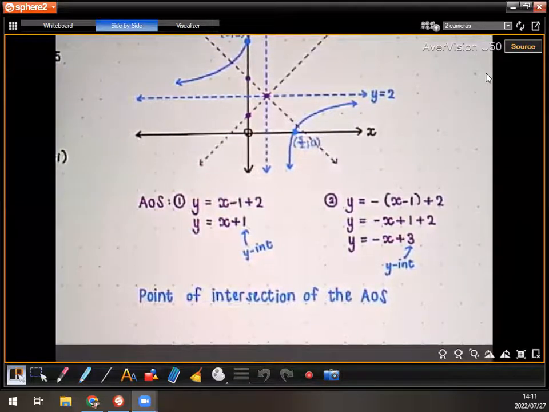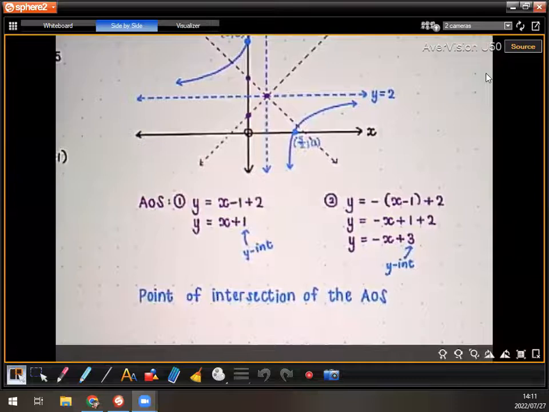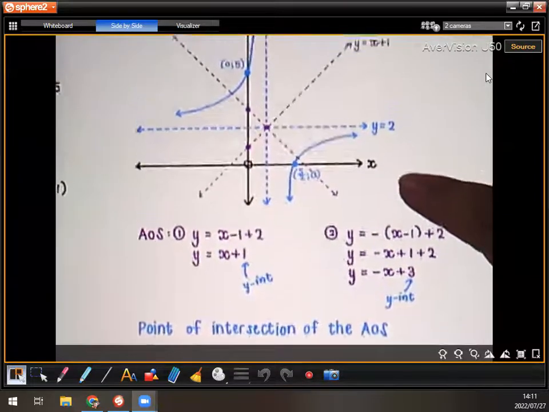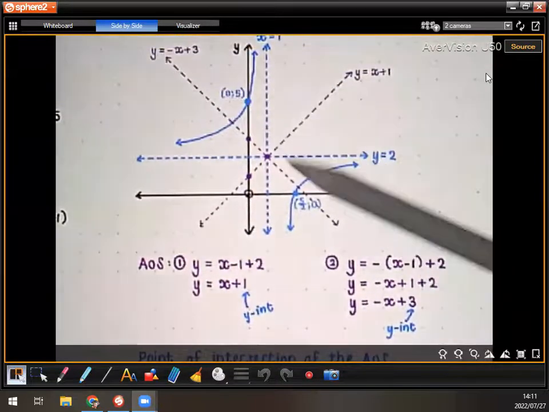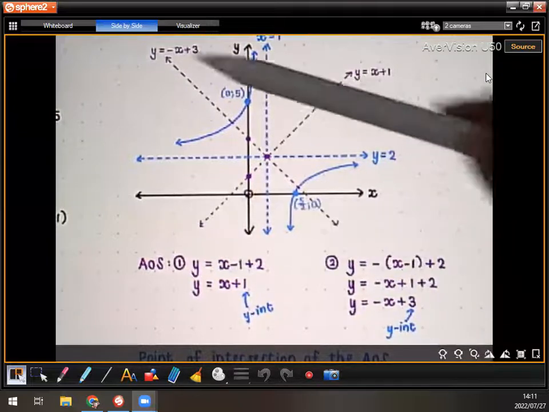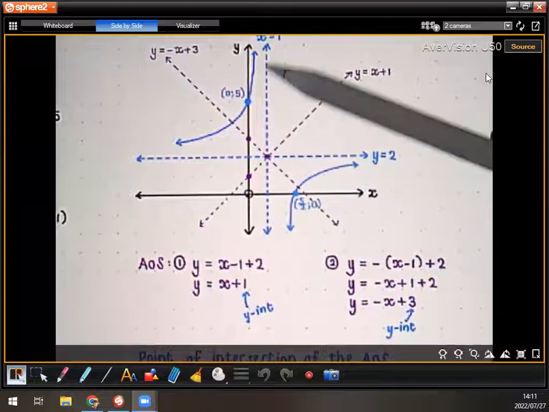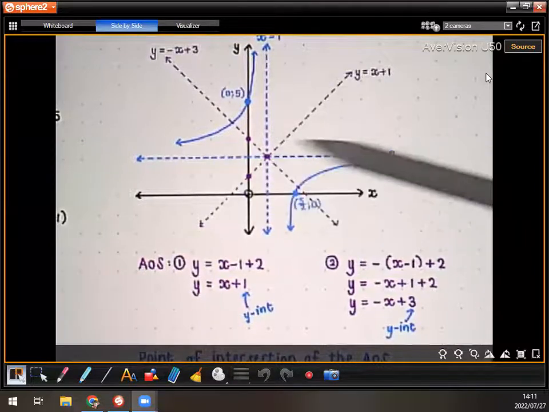It sounds like, can anyone remember what we do when we find the point of intersection of two lines or two graphs? Yeah, you're supposed to make them equal and solve simultaneously, right? In this case, guys, we actually don't have to do that, because if we're looking at the graph, the axes of symmetry are these two purple lines, right? And where do those two purple lines intersect? Where do they cross? At the point 1 and 2.